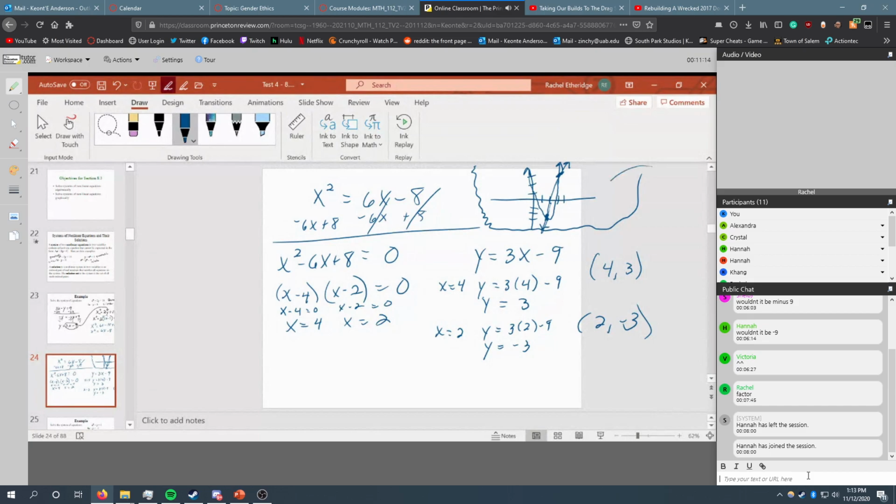And this is something like what it would look like on the graph. You would have a line going through these 2 points and the parabola also going through those 2 points. And those 2 points would be the solution because that's where they intersect each other.